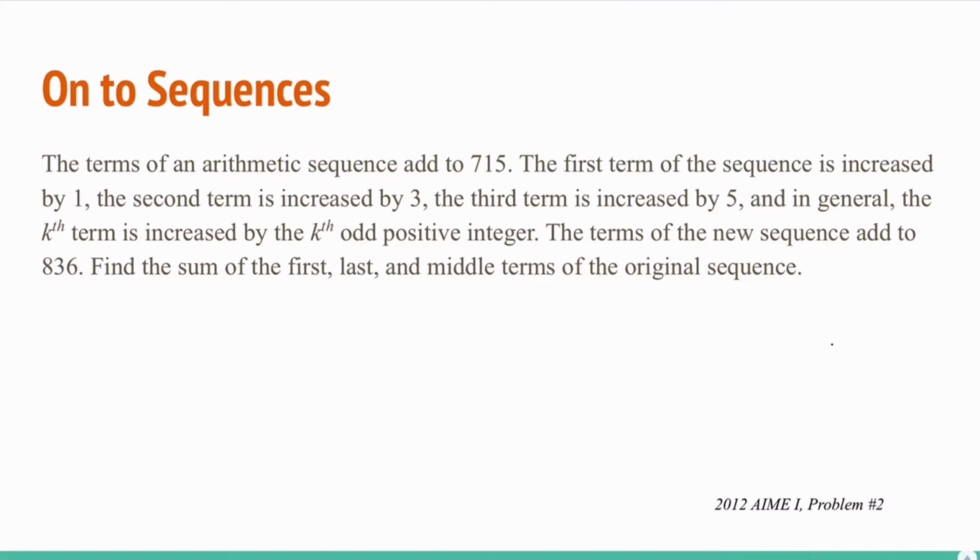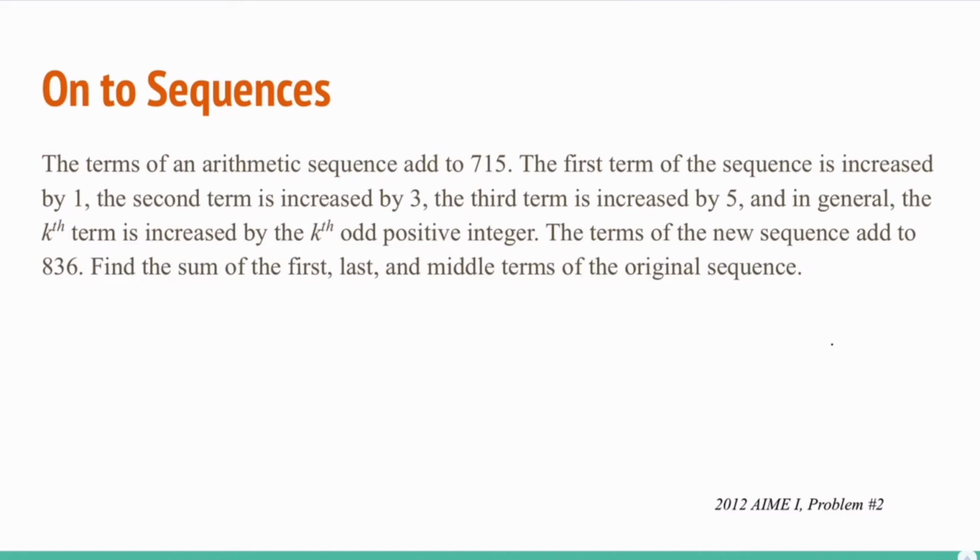The terms of an arithmetic sequence add to 715. The first term of the sequence is increased by 1, the second term by 3, the third term by 5, and in general, the kth term is increased by the kth odd positive integer. The terms of the new sequence add to 836. Find the sum of the first, last, and middle terms of the original sequence.